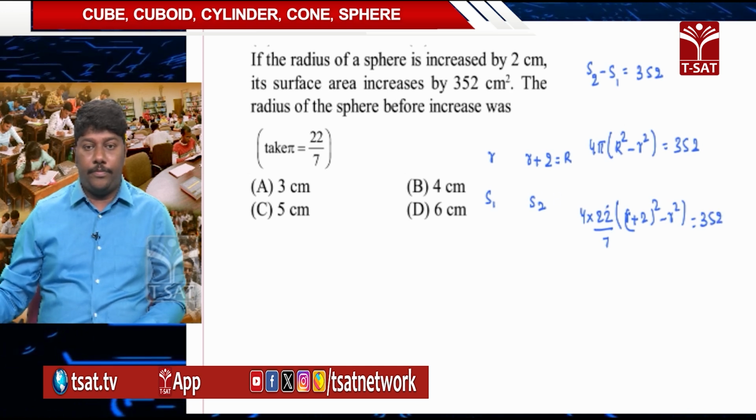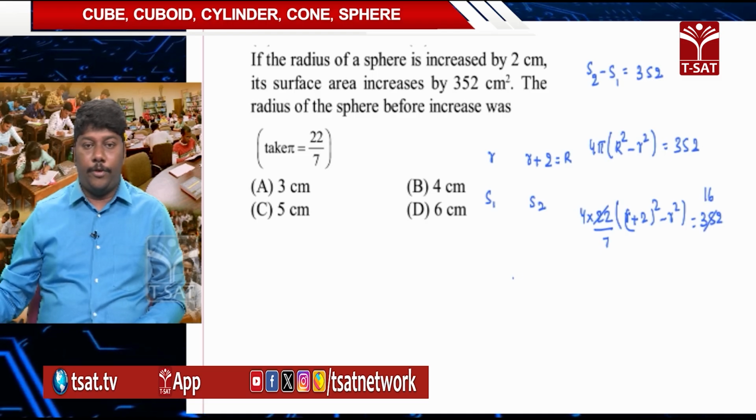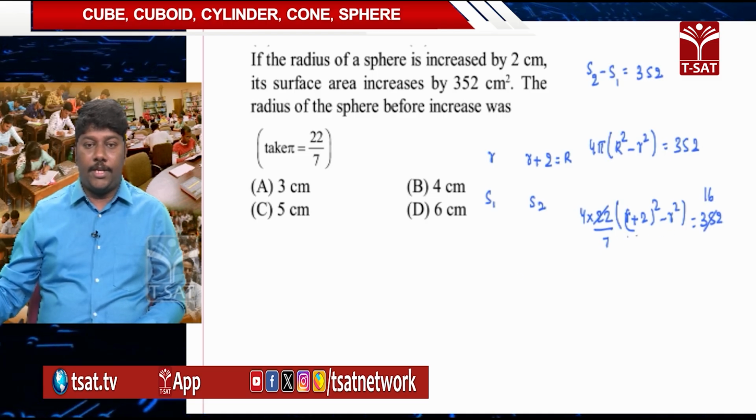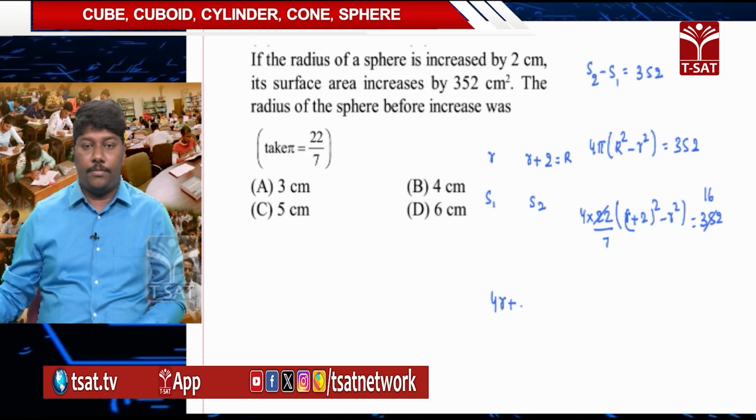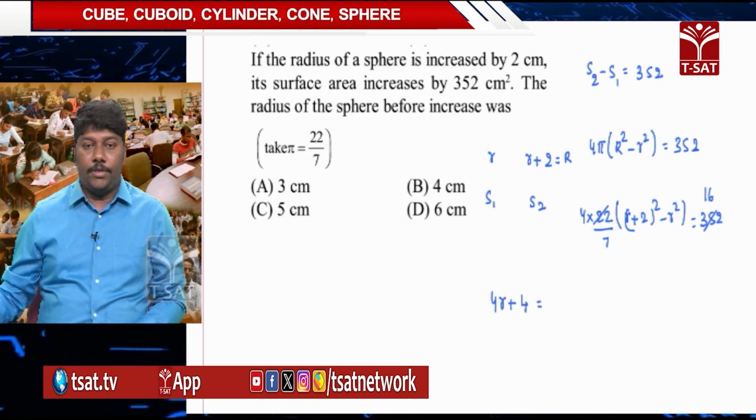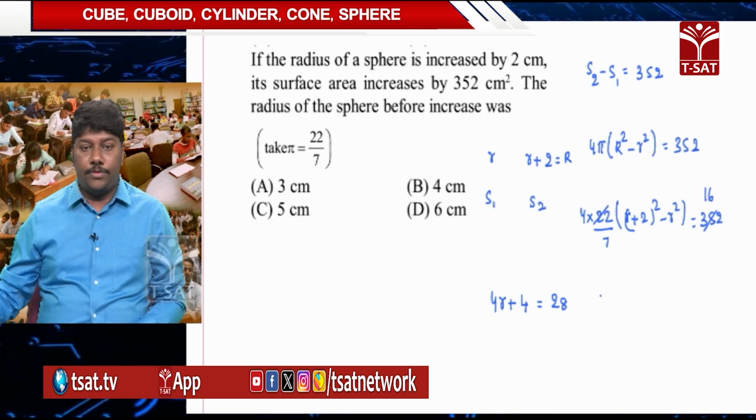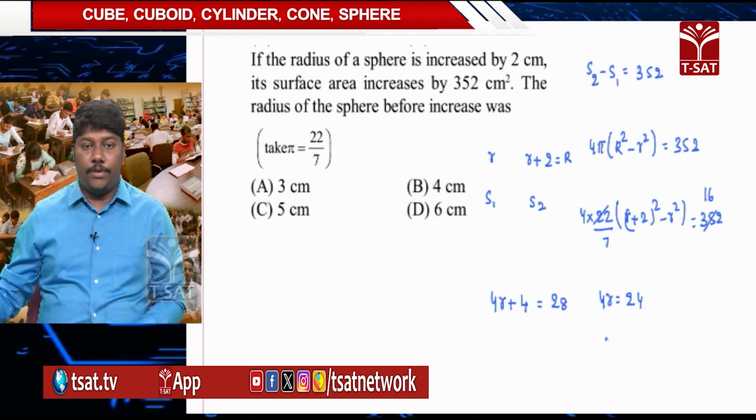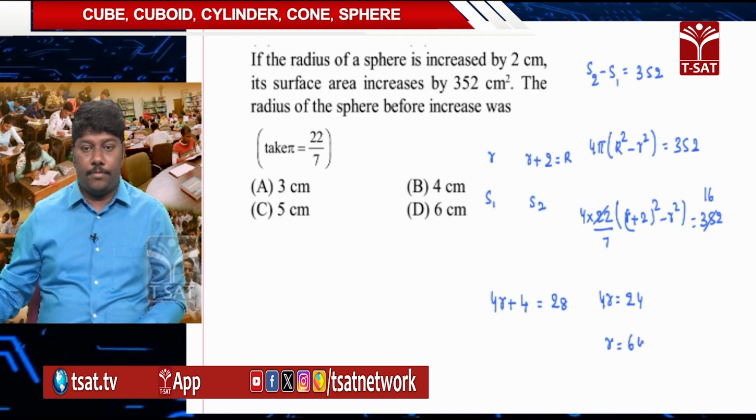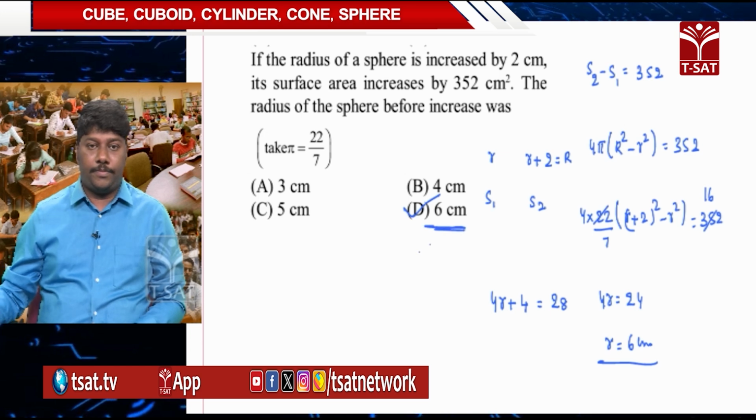22 ones are 22, 16s are. Therefore r plus 2 whole square minus r square gives you, r square cancels, therefore you get 4r plus 4 is equal to 28. 4r is equal to 24, r is equal to 6. Therefore, the radius is 6 centimeters.